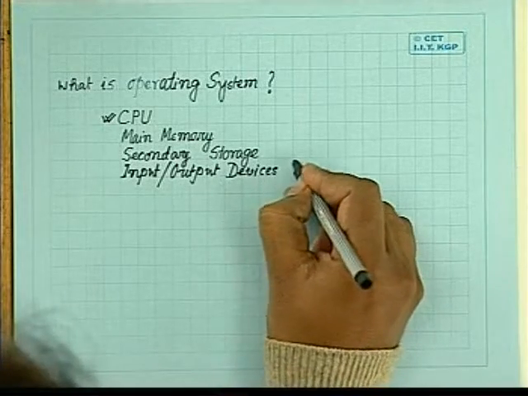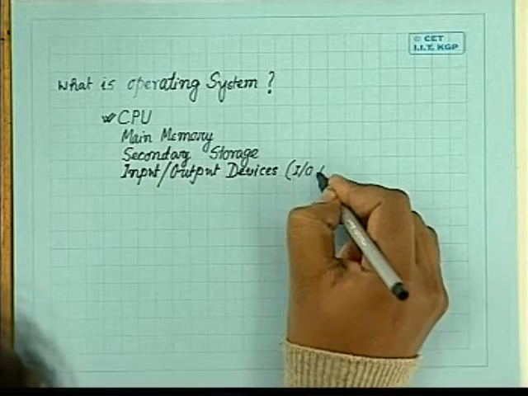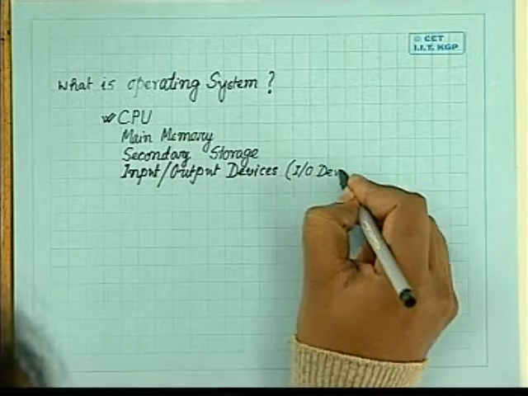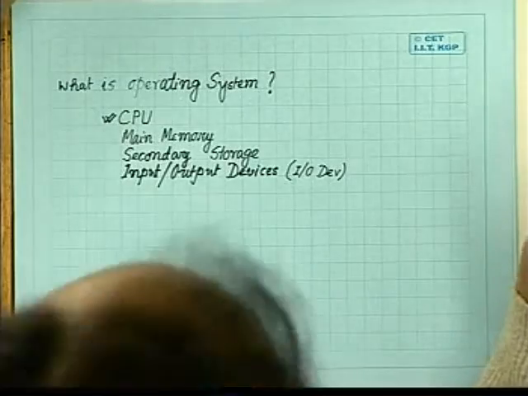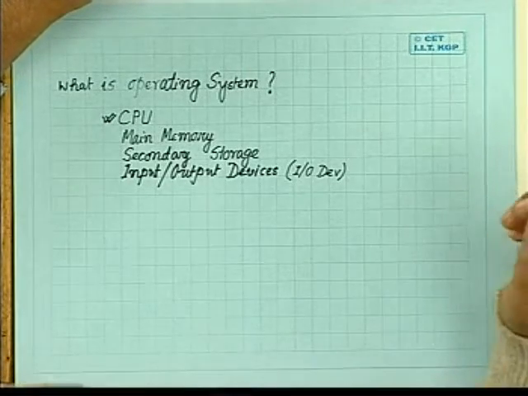Or in short, they are popularly known as IO devices. So, what are these input output devices? These are the devices through which a user will feed his data, or write a program, that is, anything to be inputted to the computer system.